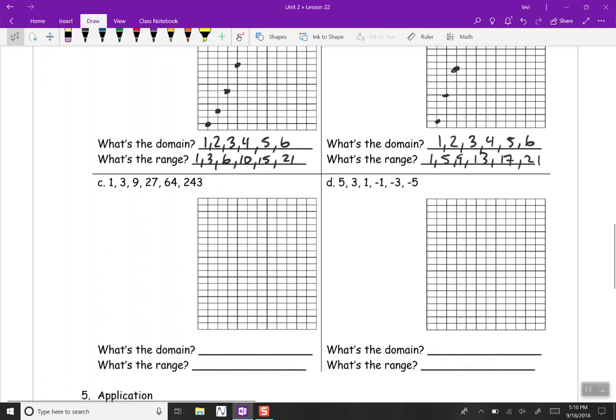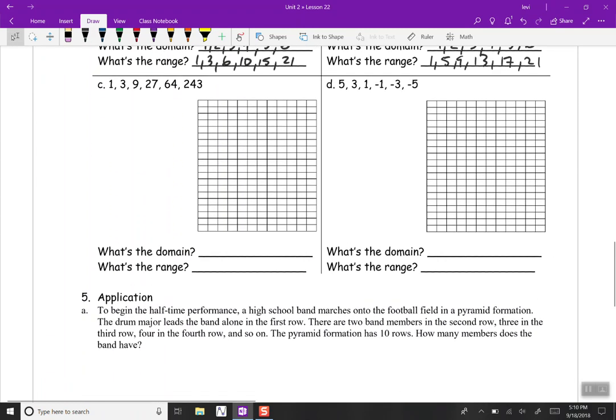We don't need to do the rest of these. You guys can do those on your own. I don't need to do that.